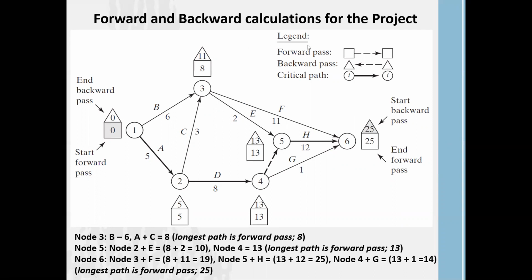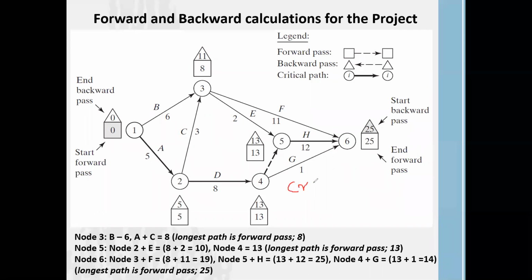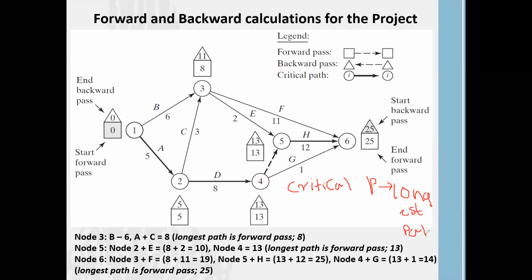So remember, very simply, critical path means the longest path we take to complete the project. It is not the shortest path, right? The critical path means the longest path that we are going to take to complete the project. Now we can identify that it takes 25 weeks based on our forward pass calculation.